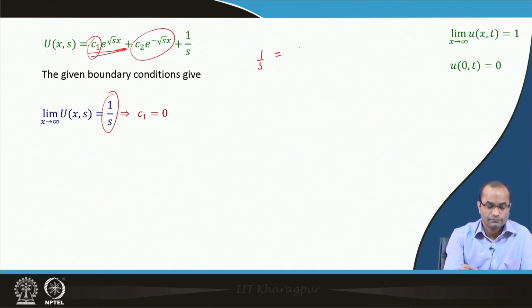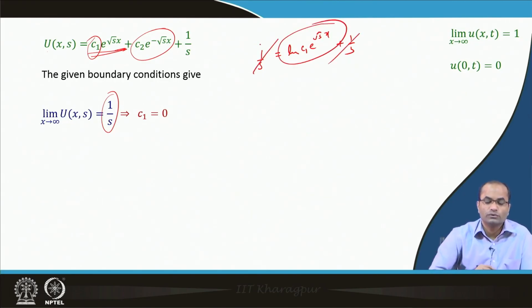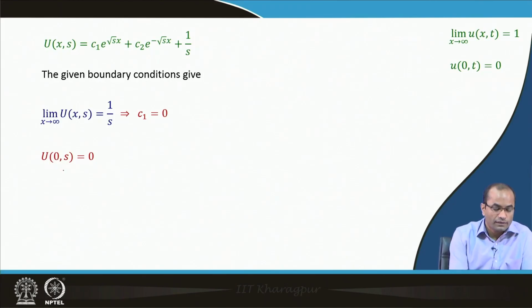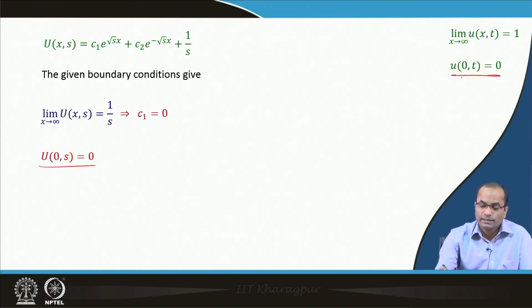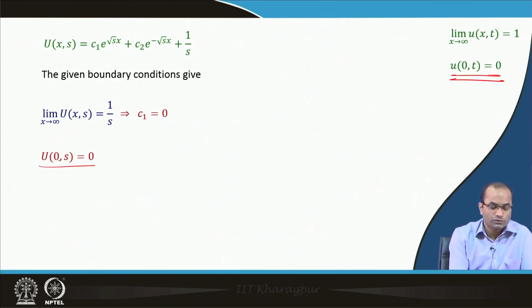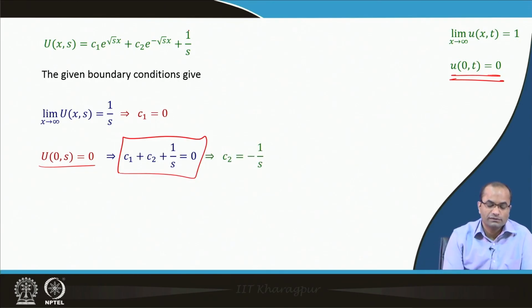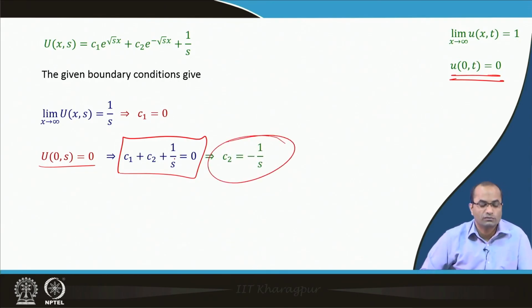The right hand side was also this 1 over s, so that gets cancelled, and the only term left is c 1 e power square root s x. Having this equal to 0, c 1 has to be 0 because the exponential is not a 0 term. Then we can use the second boundary condition, u 0 s equal to 0, which gives a relation between c 1 and c 2, but c 1 is 0. So, c 2 is minus 1 over s.